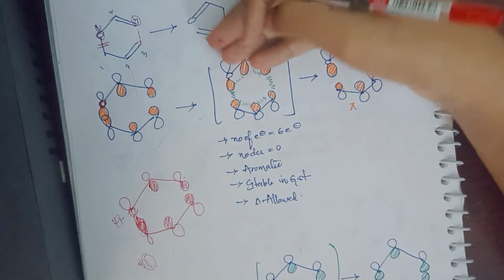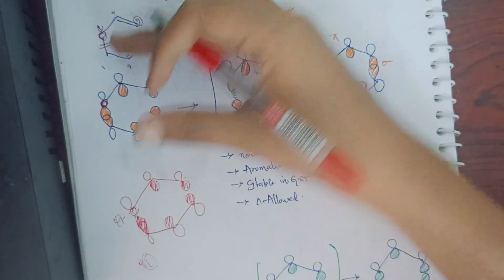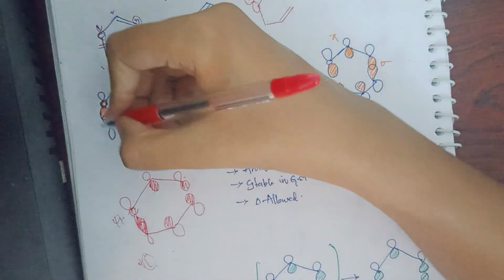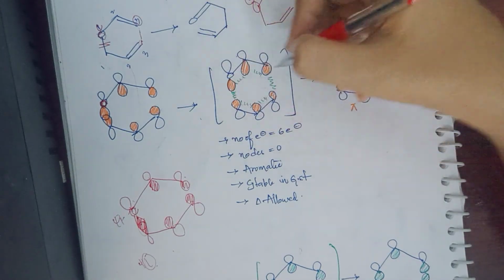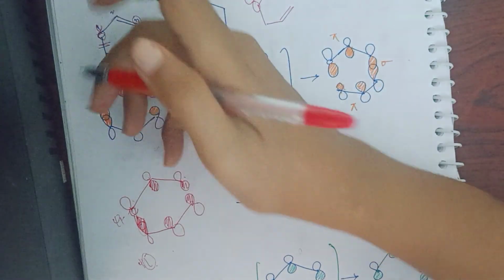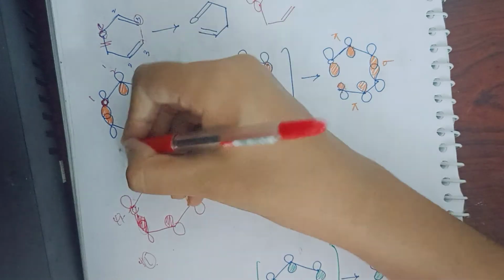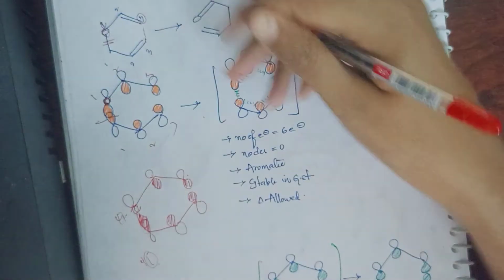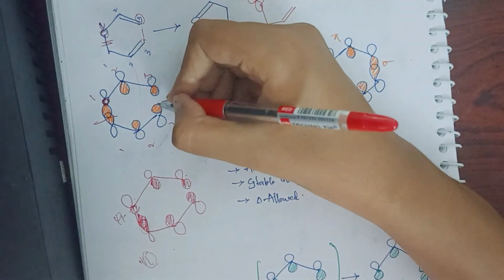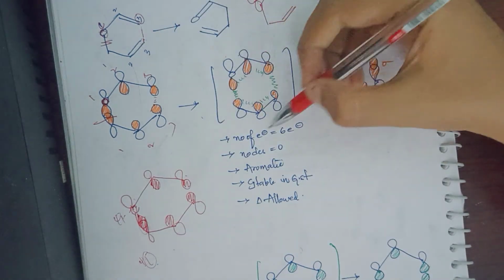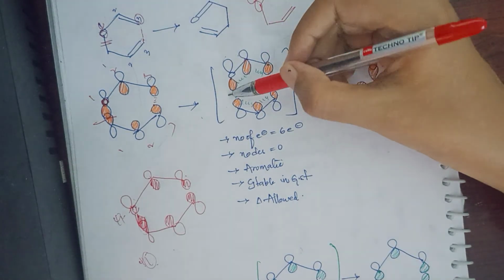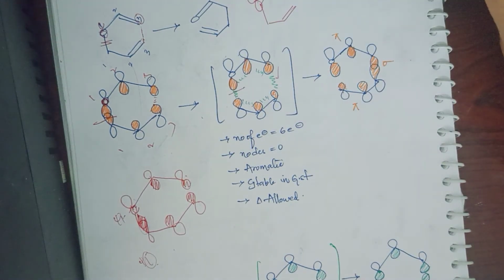Now how to draw a transition state? Just make them move apart. After they move apart, this bond will go far. So what will be happening? One bond will be breaking, three bond will be forming: 1 2 3, 1 2 3. One bond will be breaking, three bond will be forming. So this is a transition state. One bond is breaking, three bond is forming.